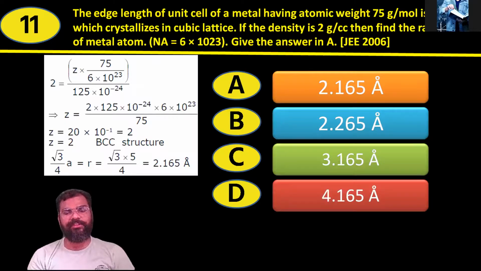BCC structure is there. So now from the BCC structure, the formula is root 3 into a upon 4 is equal to r. So root 3 into 5 upon 4. If you simplify this, then you will be getting 2.165 angstrom. Okay, that is option A, 2.165 angstrom.